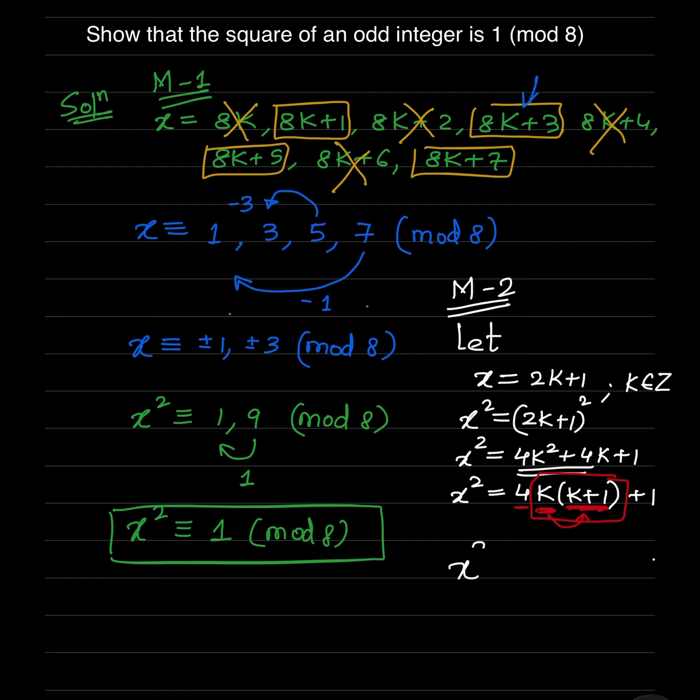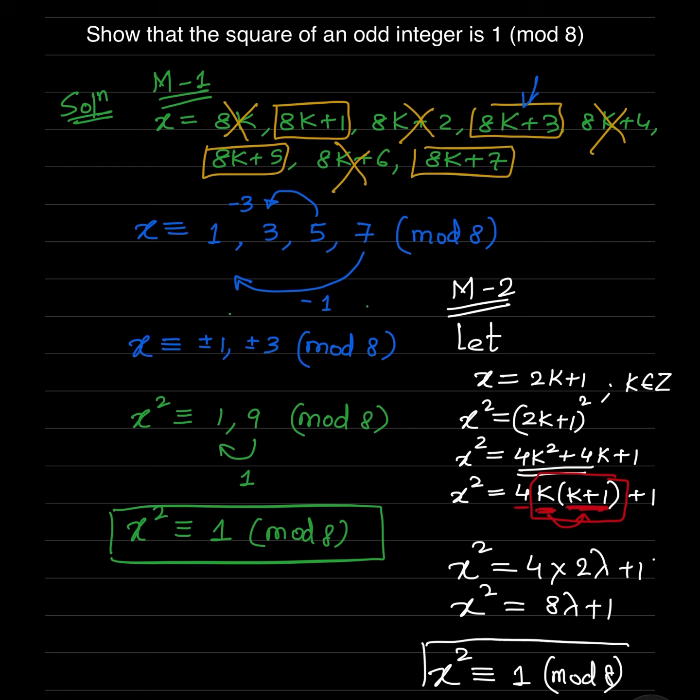I end up getting x square is equal to 4 times, this is a multiple of 2, so it's 2 lambda, suppose, plus 1. So I get x square is equal to 8 lambda plus 1. Now ultimately it is nothing but 8 lambda plus 1. So can I straight away say x square is congruent to 1, because if I divide by 8, the remainder is 1. So x square is congruent to 1 mod 8. So if it is divided by 8, the remainder is 1.